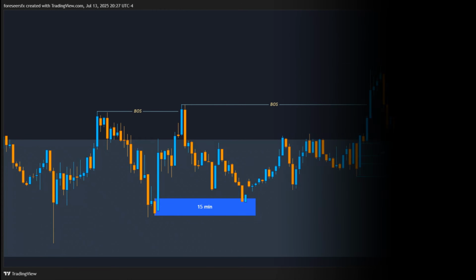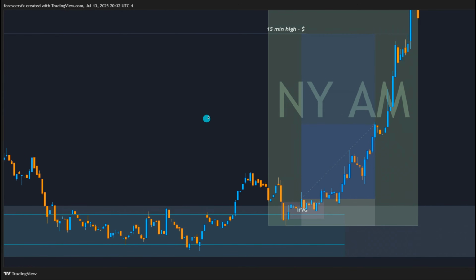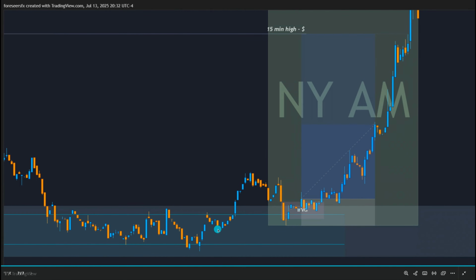All right, so by the way, I believe this is copper that I am using as an example, just in case you guys were wondering. So price was coming down, right? Rejected off of that order block.